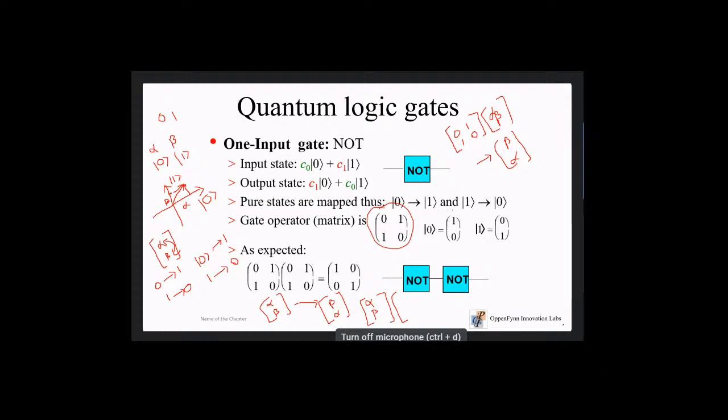And as you know, if you apply the NOT gate twice to a classical bit, you get the same output. Similarly, it's exactly the same for the quantum logic gate. If you apply the same NOT gate twice, you get exactly the same output. And that's also shown in this matrix representation. If you multiply two NOT gate matrices together, you get the identity matrix.